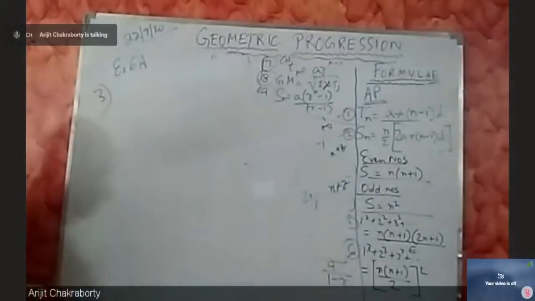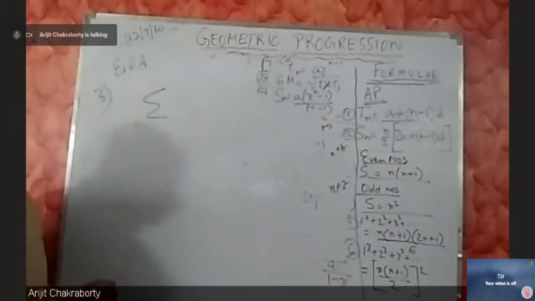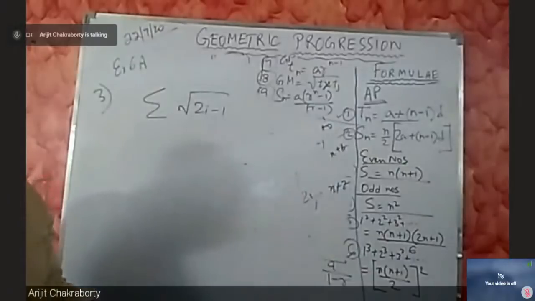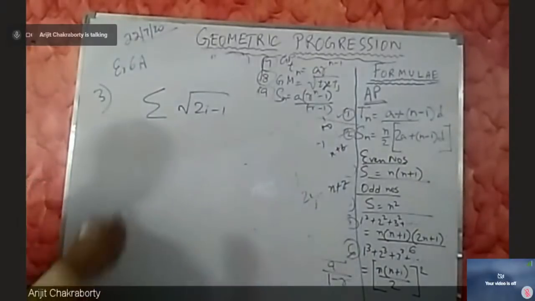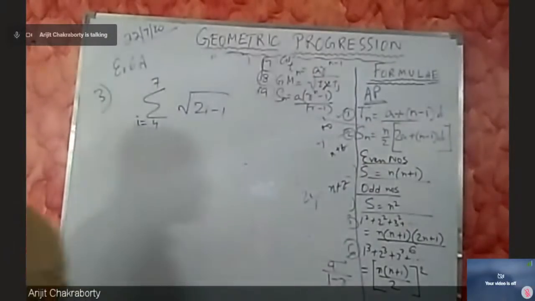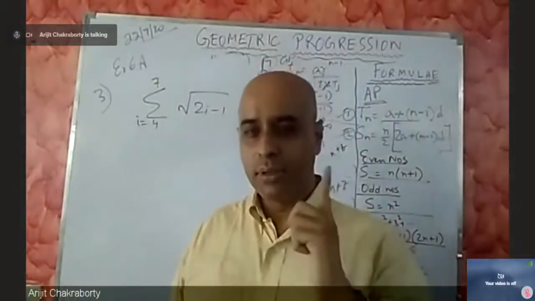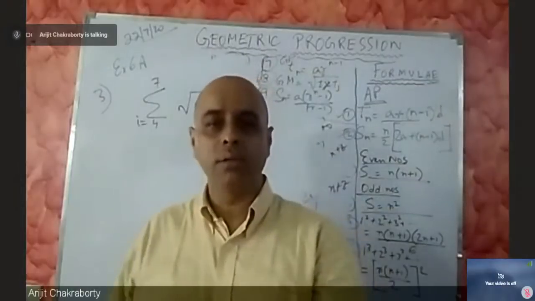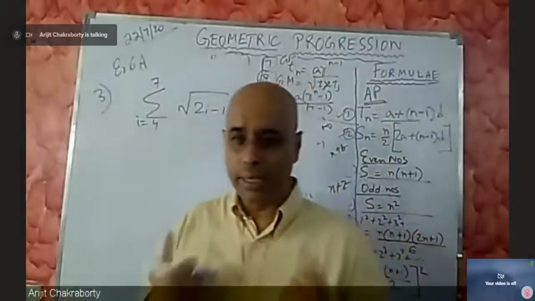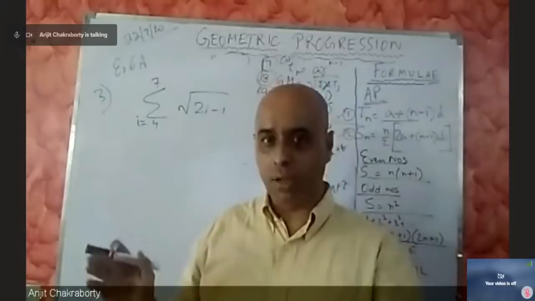The question is number 3, exercise 6A. Again sigma, sigma 2 square root of 2i minus 1, and sigma is i equal to 4 to 7. Looks very, very intimidating. But whether you are from maths background or not, just chill out and be cool. Don't get unnerved with this type of expression. Break it up, using logic.